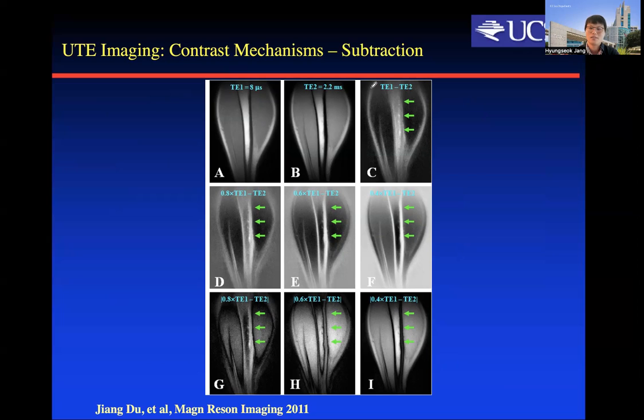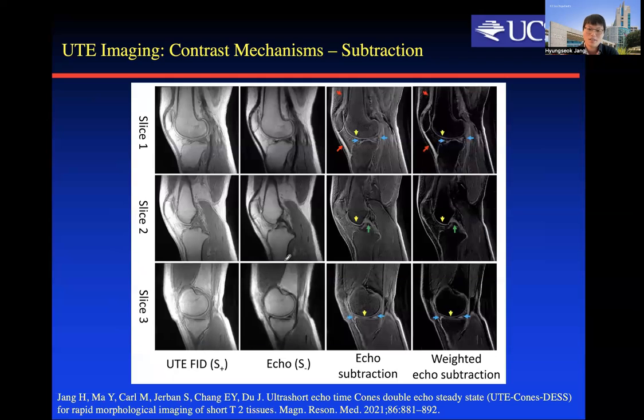If you do the echo subtraction, then only the short T2 tissues remain, and the long T2 tissues are suppressed a lot. And then by using a weighted echo subtraction, you can improve the short T2 contrast even better. So this example also shows that. There are two echoes with two different echo times, and you can see the tendon signal is almost gone.